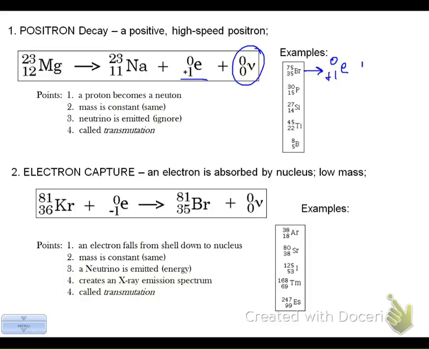And we do the same mass and charge balance. 75 equals 0 plus, so still 75 on top. And then across the bottom, 35 equals 1 plus 34. So this one is going to have the opposite effect of beta decay, and it's going to cause the atomic number to go down by 1. From the periodic table, atomic number 34 is selenium.